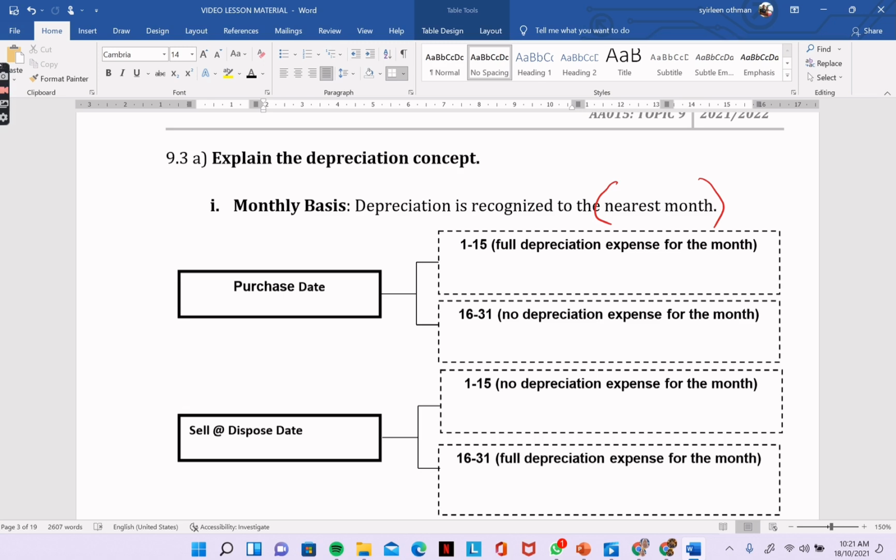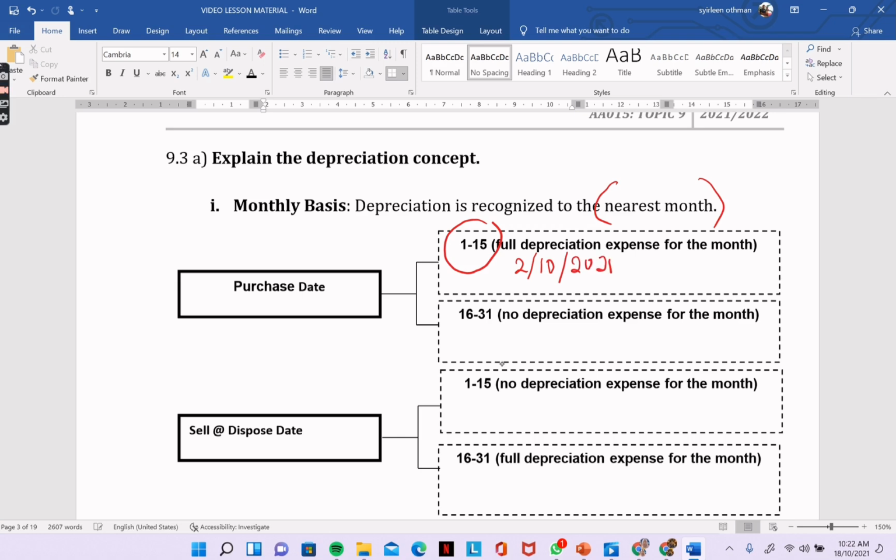So let's say the asset is newly purchased. If you were to purchase the asset during that particular month, within 1st until 15th of the month, the depreciation for the asset will be calculated including the month of the purchase. So for example, let's say I buy on the 2nd of October 2021.